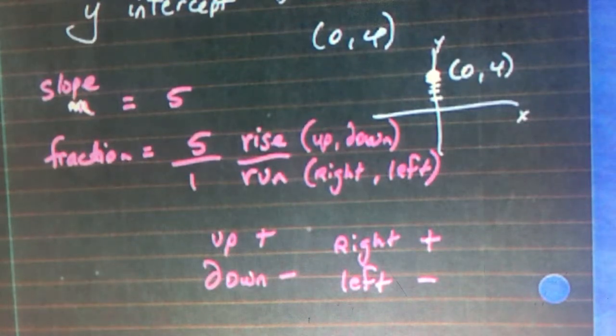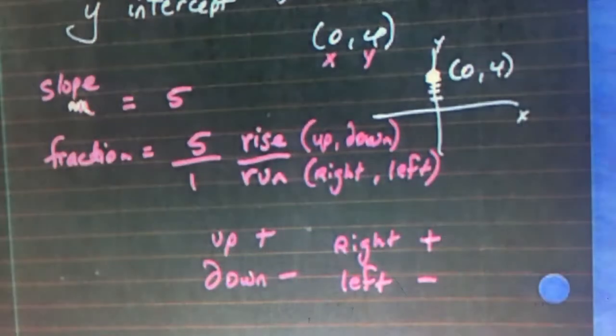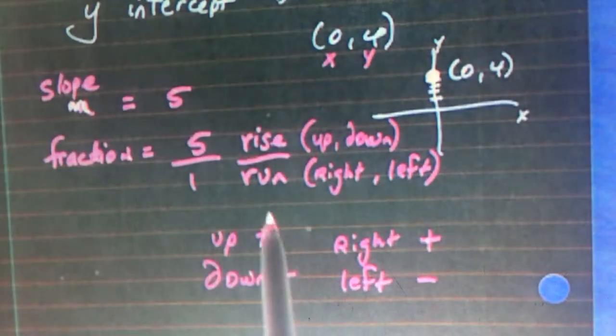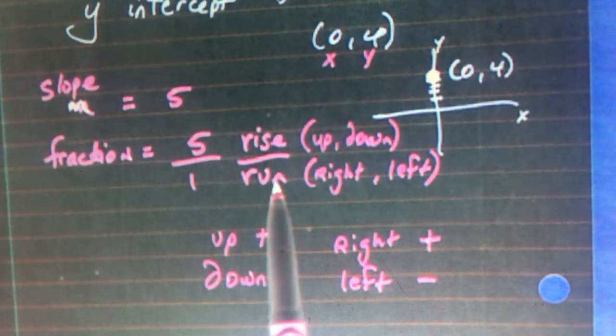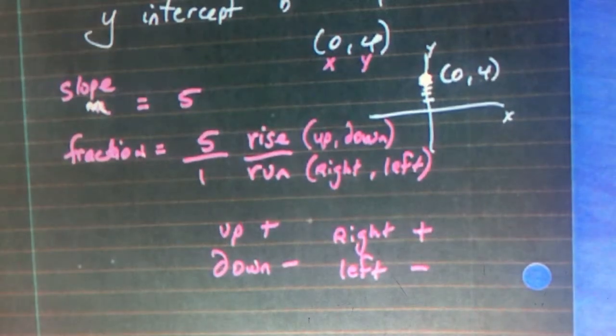You've got, first of all, your point, which is an ordered pair. This is your x coordinate and your y coordinate. And then you have your slope in fraction form, which tells you your rise over run, which are a set of movements, up and down, right and left. And the sign that you're given is what tells you whether it's right or left or up or down.